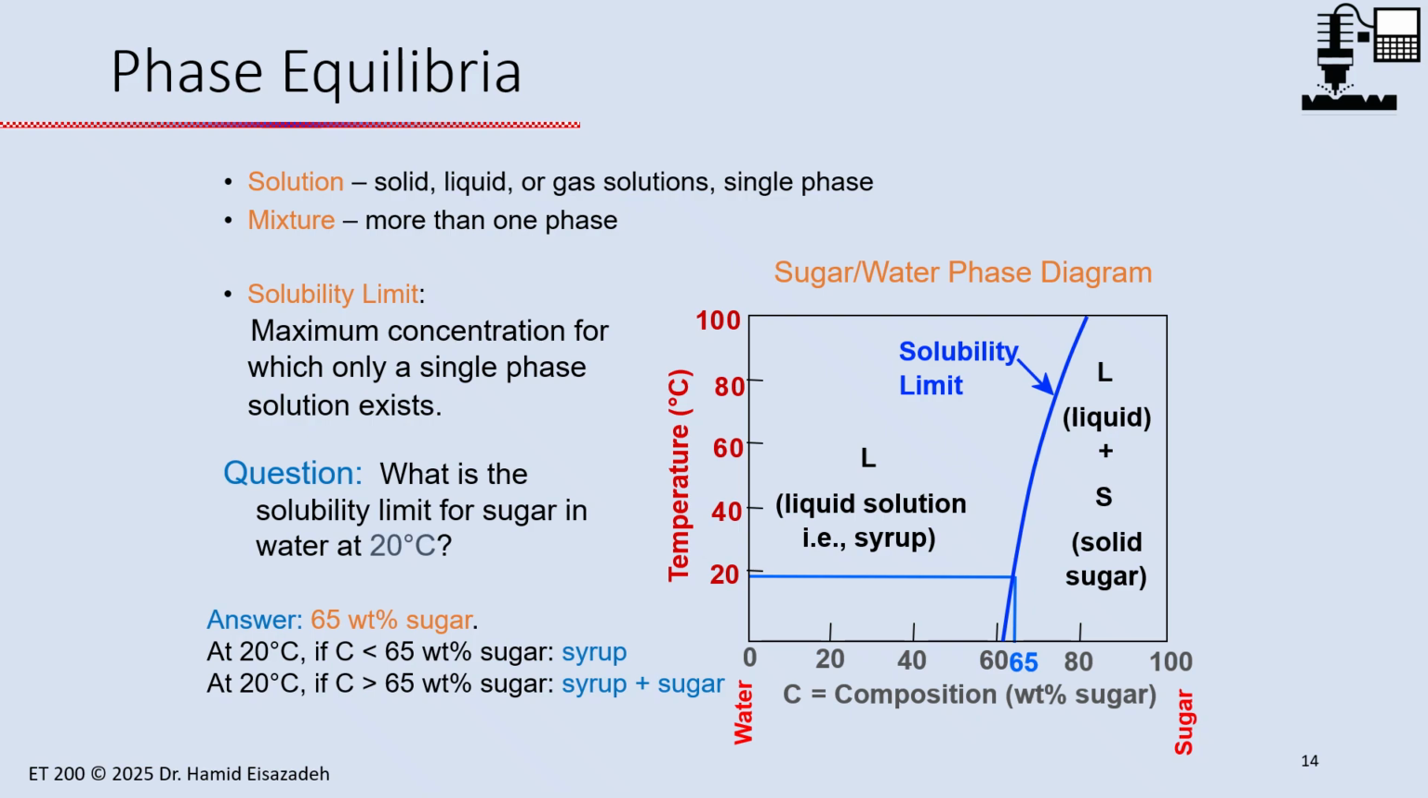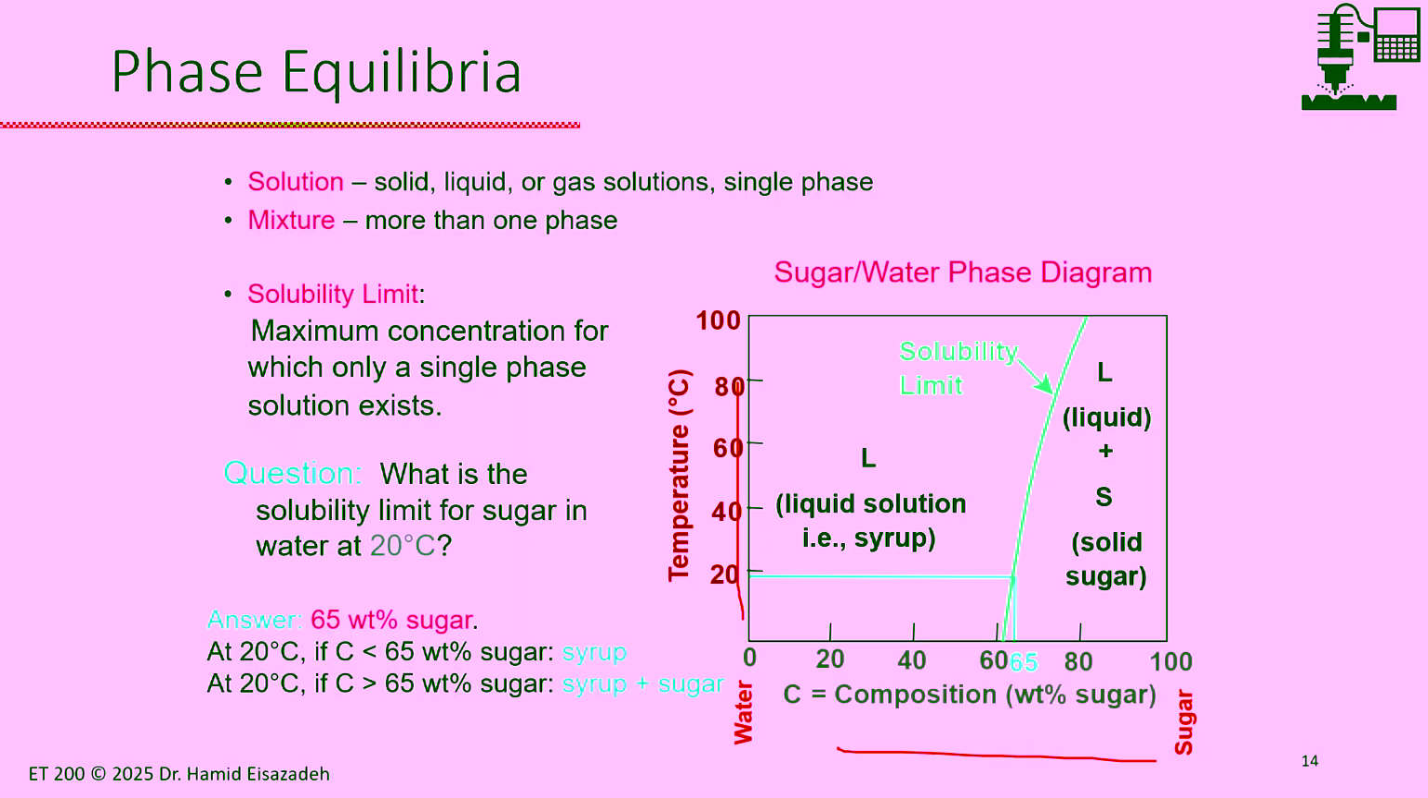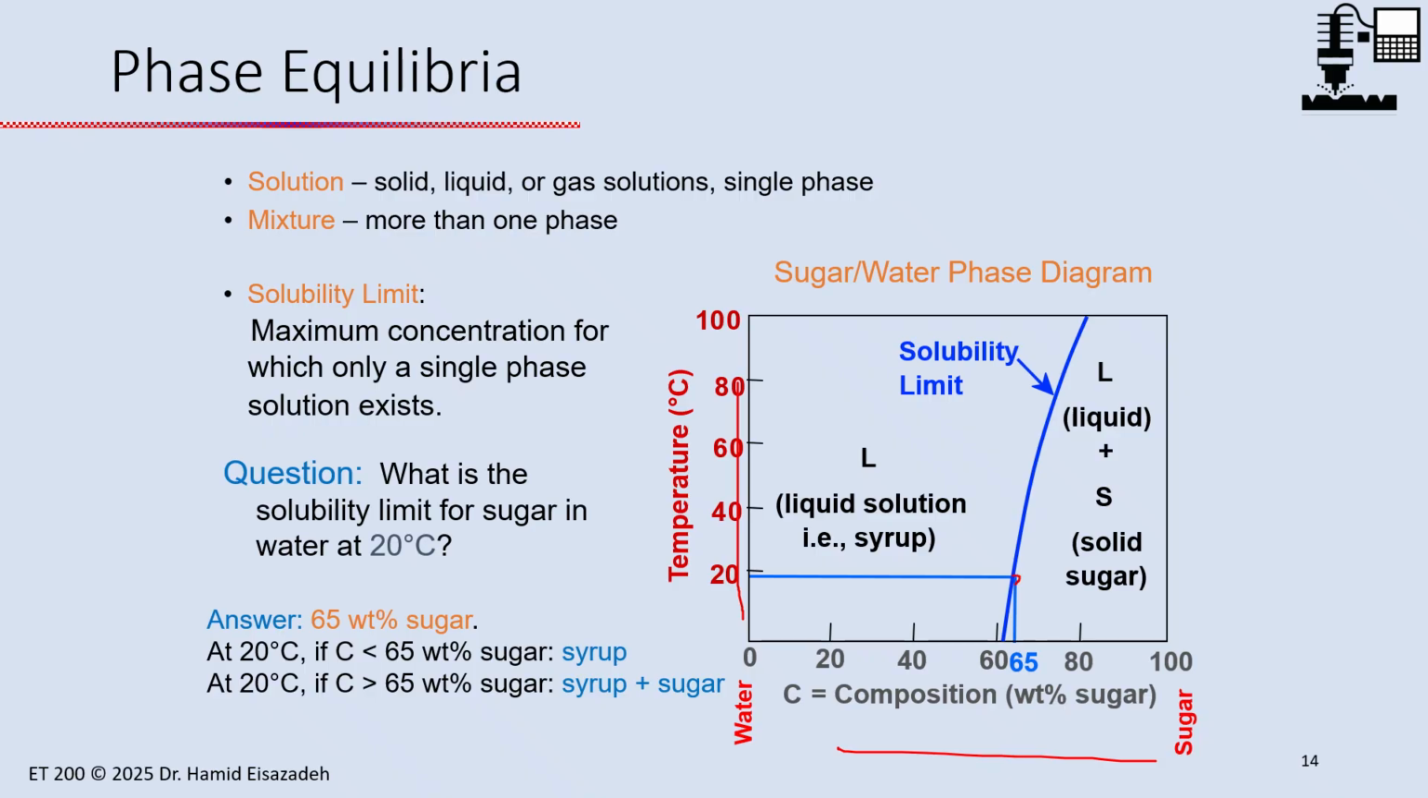But is there a way to increase the solubility limit of the water so we can add more sugar into the water? Yes, it is possible. One way is to increase temperature. Look at this graph. This axis is temperature and this axis is the composition. So at room temperature, we can add up to 65% sugar into the water.